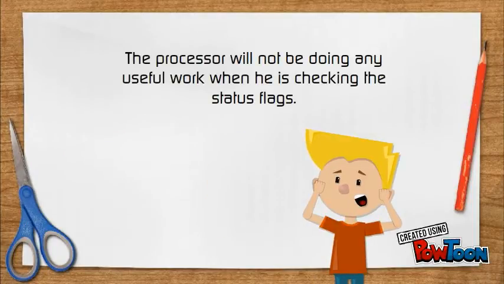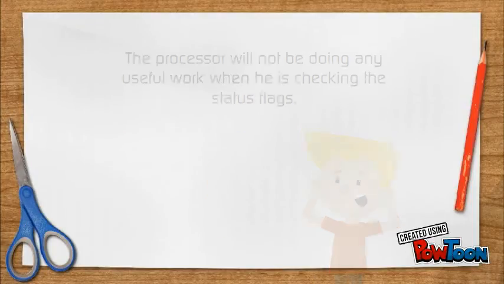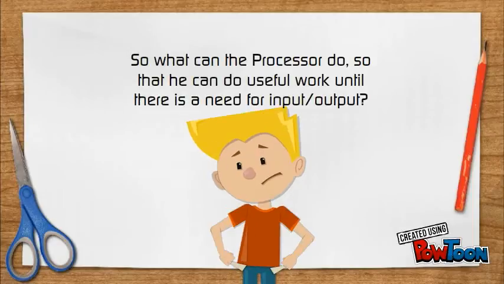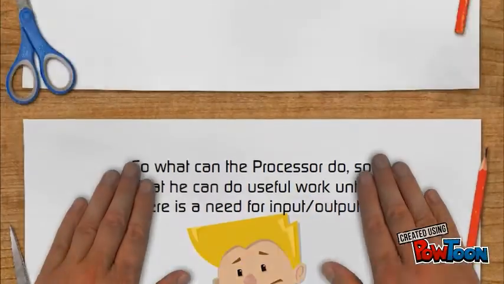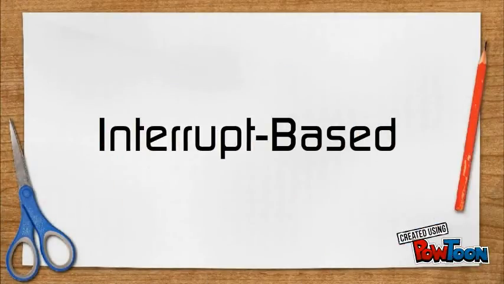However, the processor will not be doing any useful work when he is checking for the status flag. So what can the processor do so that he can do useful work until there is a need for an input or output? This leads us to interrupt-based.